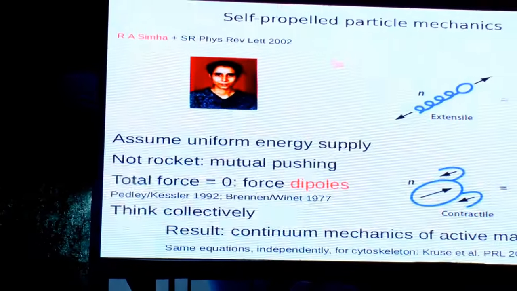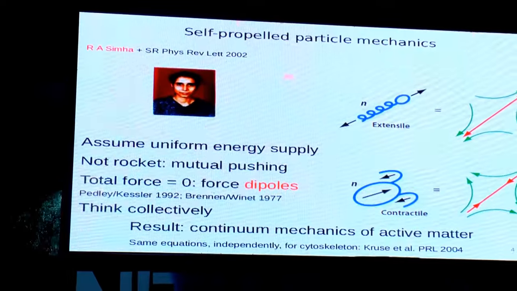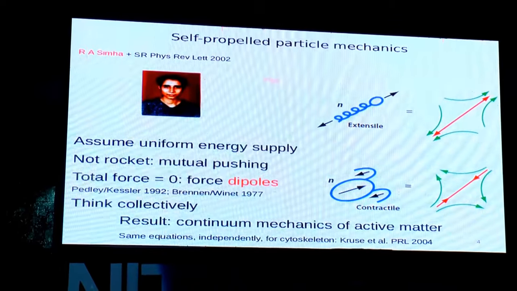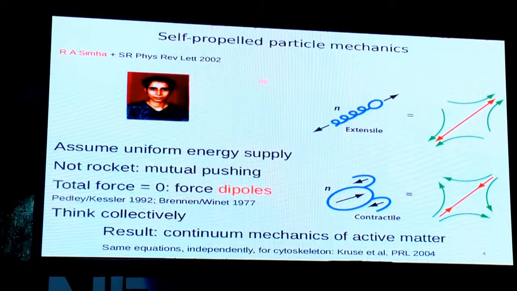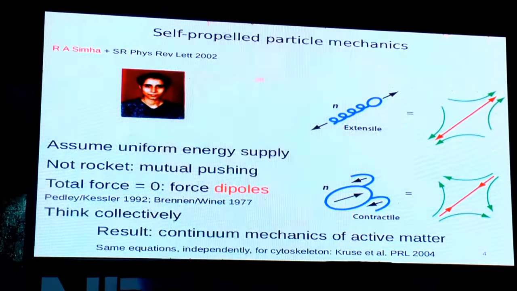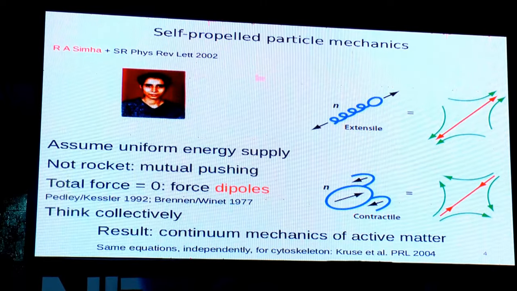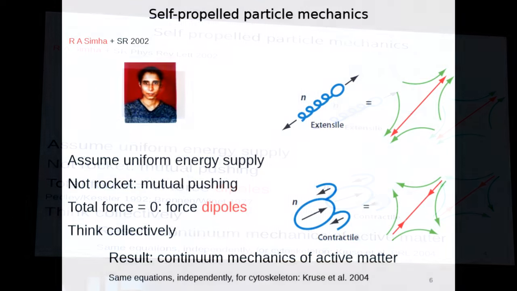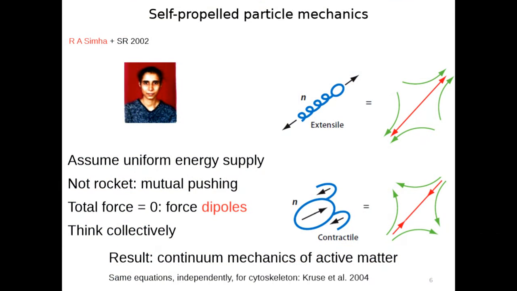And each particle is capable of propelling itself. Now, how does it propel itself? Either by pushing on the medium around itself or by pushing on other particles around itself. Mutual pushing is a propulsion mechanism. These are systems in which you are not exerting a total force in moving them. So the profile of force around each particle has two bits pointing in opposite directions, what we call a dipole.